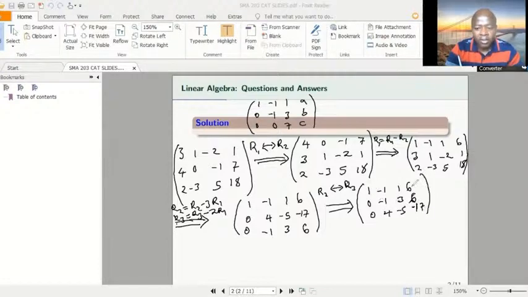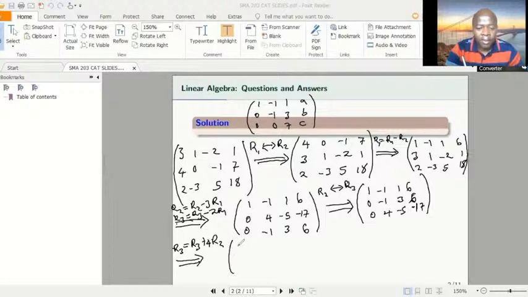So the first row now is in the format that is required by the question. The second row also is in the format that is required by the question. Now let's come to the third equation and create a 0 in this position. So to create a 0 in that position, I'm looking for the new row 3. And how do I achieve that? By taking the current row 3 plus 4 row 2.